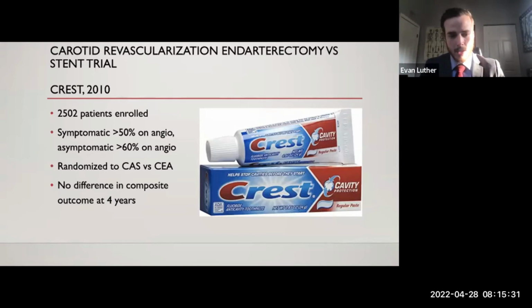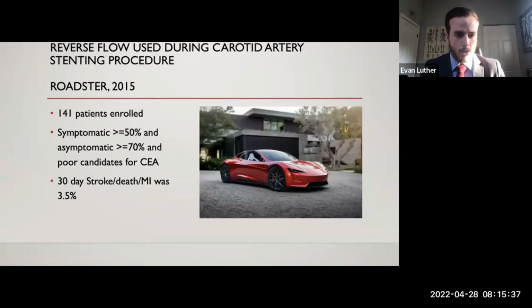ipsilateral stroke. And then that brings us to the next trial, which I think is important and relatively new, the Roadster trial, or the reverse flow used during carotid artery stenting. This was the trial to evaluate the TCAR procedure that we were describing previously. So again, low enrollment, they had only 140 patients. They were looking at symptomatic carotid stenosis greater than 50% and asymptomatic greater than 70% in patients who were poor candidates for endarterectomy.